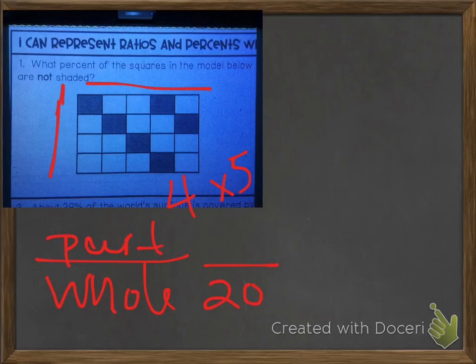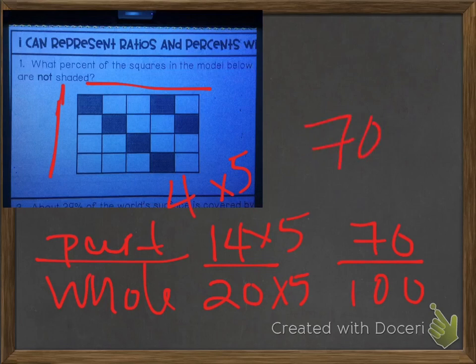So let's look at how many it's asking for. It's asking for the ones that are not shaded. The ones that are not shaded is 14. Now, 20 is a friendly number, so I can actually turn it into 100. I can actually multiply 20 times 5. But what I do to one side, or one part, I must do to the other. So 5 times 4 is 20. 5 times 1 is 5. Plus 2 is 7. So I have 70 over 100. This makes my actual percent to be 70%.